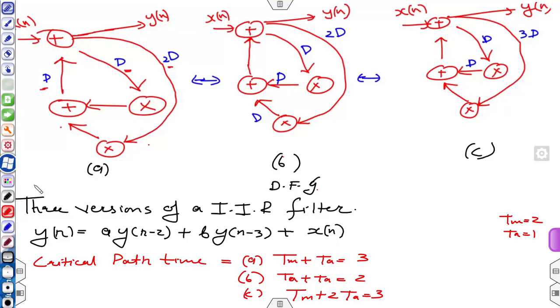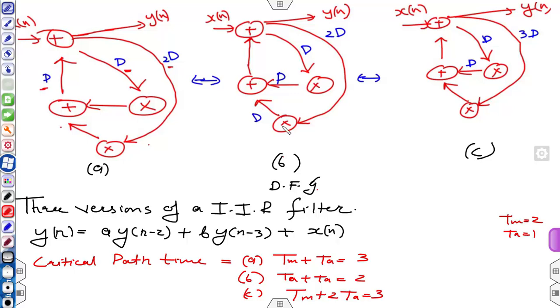So in this lecture I am going to explain how the concept of retiming can be used to reduce the clock period time of any given DSP system. So starting with this system again, three versions of an IIR filter represented by y[n] = a y[n-2] + b y[n-3] + x[n], and the retiming was previously performed using cut set retiming.